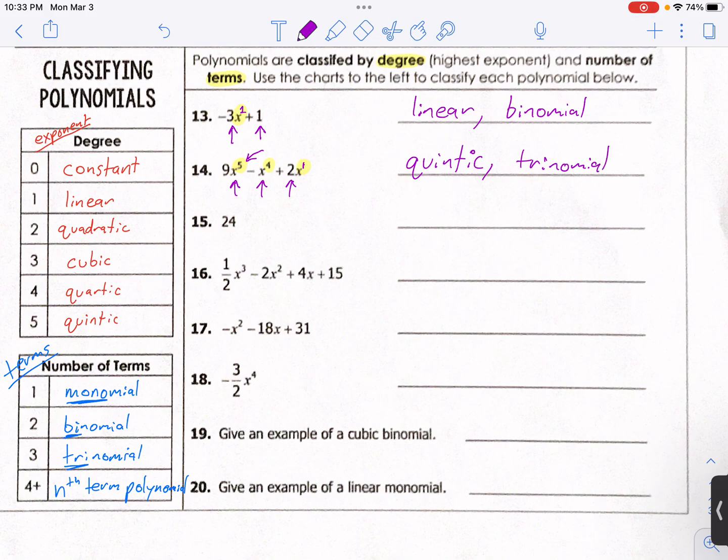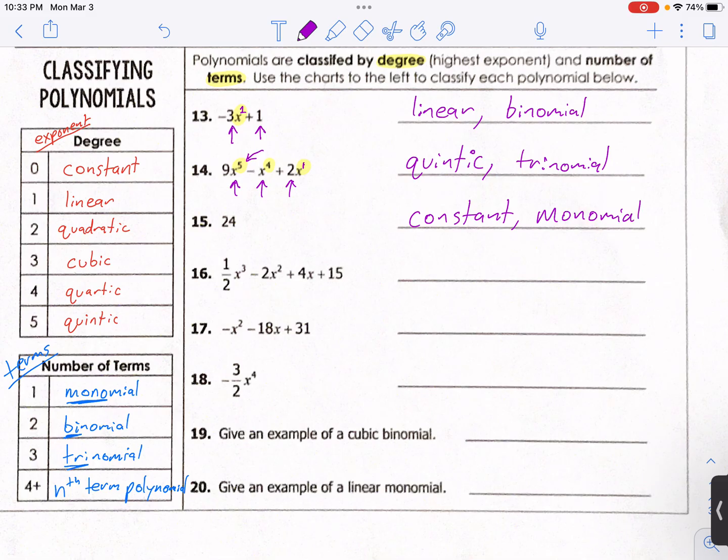All right, 15 looks pretty tricky. On this one, because there is no variable, there's no x, there's no exponent, that would be a 0. So this is going to represent the constant. So that's a constant, and then it's easy to see that's only 1 term, so that's going to be a monomial.